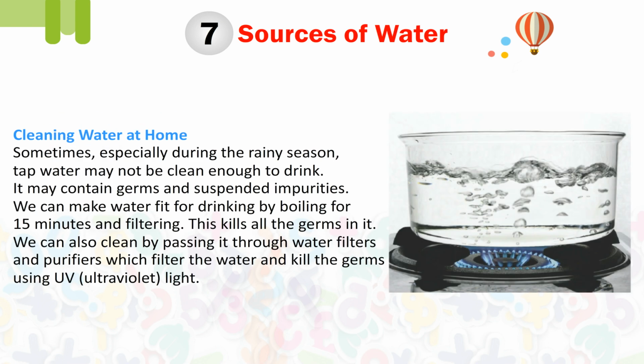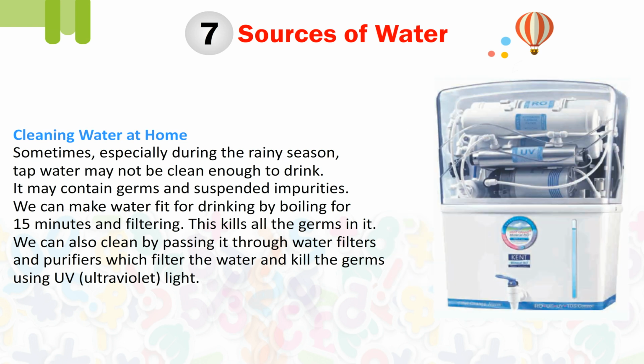Cleaning water at home. Sometimes, especially during the rainy season, tap water may not be clean enough to drink. It may contain germs and suspended impurities. We can make water fit for drinking by boiling it for 15 minutes and filtering. This kills all the germs in it. We can also clean it by passing it through water filters and purifiers which filter the water and kill the germs using UV, that is ultraviolet.